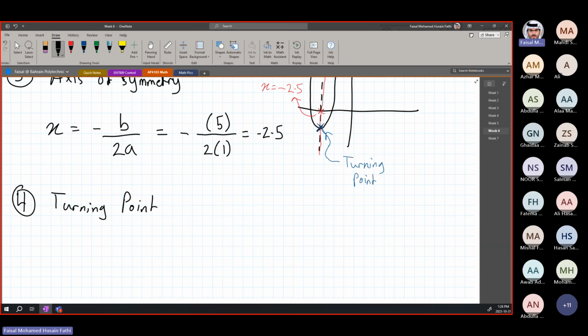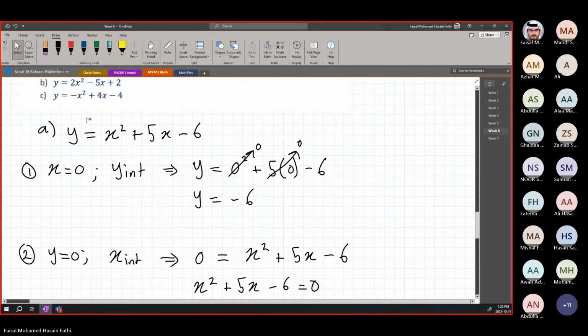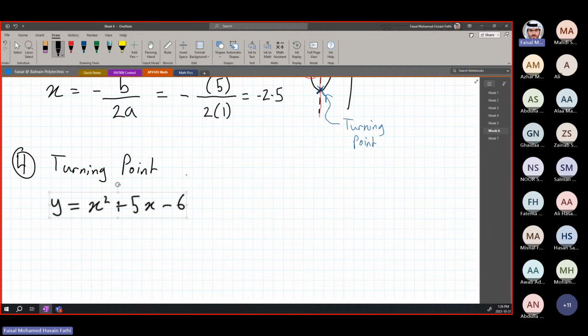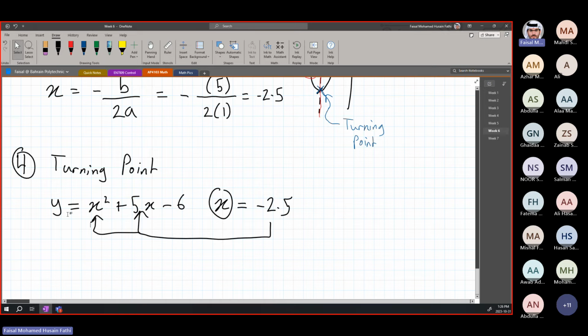So the way you can find the turning point is by substituting the x found here back into the main equation. If you want to go look at the main equation again, this is the main equation. All right. And we will substitute x is equal to minus 2.5. We will substitute this number into the x's over here. And that's it. So the idea is to find the y coordinate.